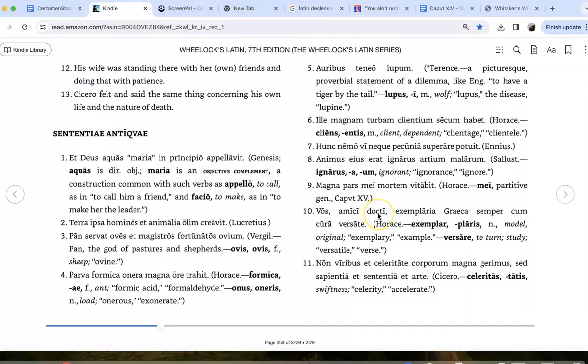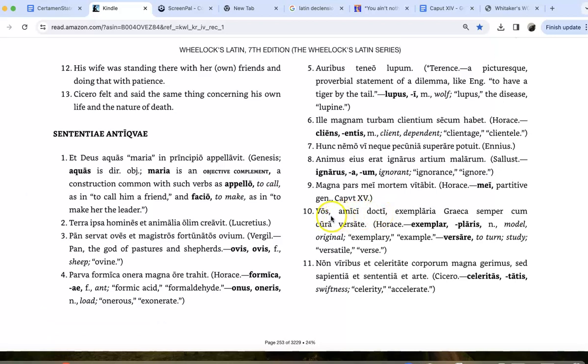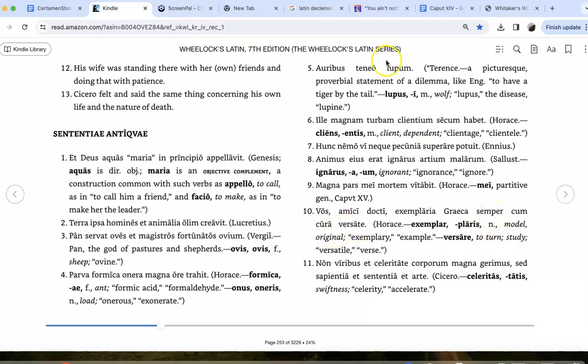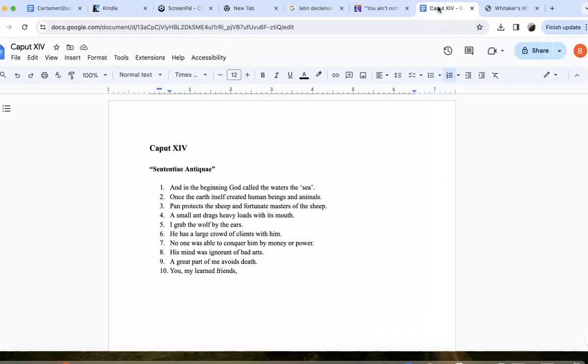So that is the vos amici docti. If somebody's a doctor, it means that you're learned. You, my learned friends, and then always study. So this one, always semper study. So I'm going to write that down. Always study.